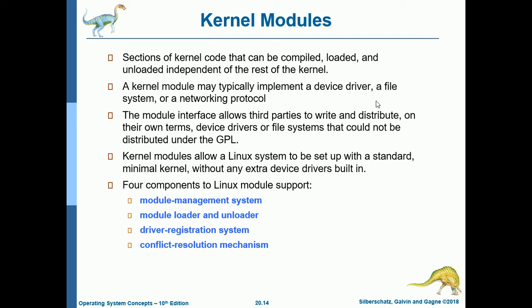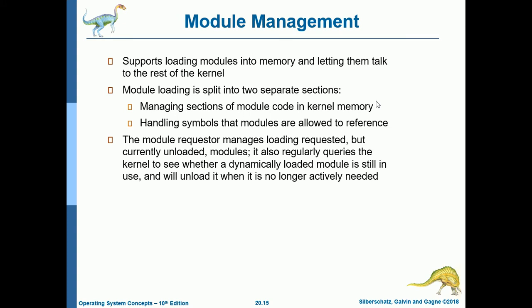So the four components of Linux module support are the module management system, the module loader and unloader, the driver registration system, and the conflict resolution mechanism. This will be discussed later in the slides. First we have the module management. It supports loading modules into memory and letting them talk to the rest of the kernel. Module loading is split into two separate sections: the first is managing sections of module code in kernel memory, and the other is handling symbols that modules are allowed to reference.